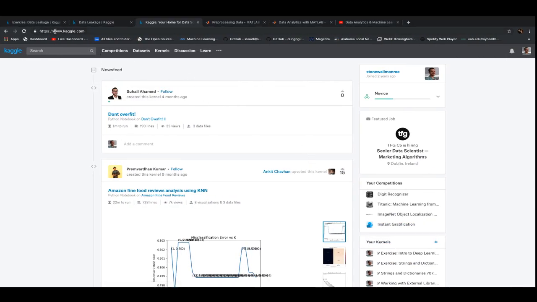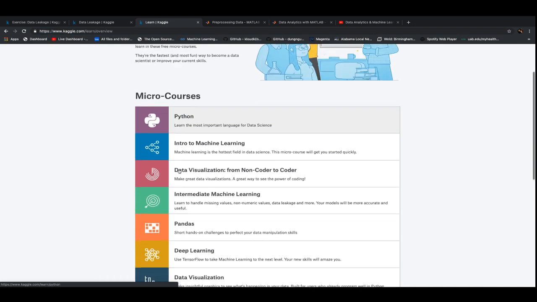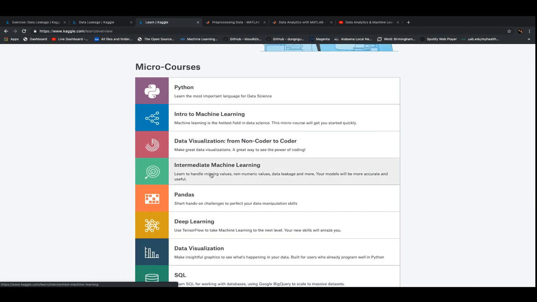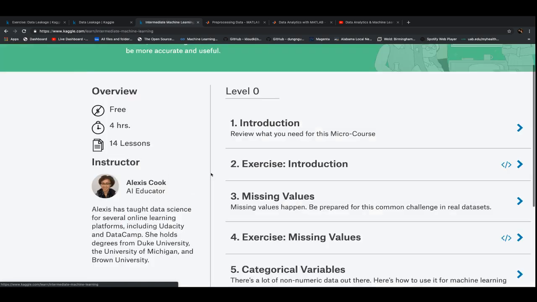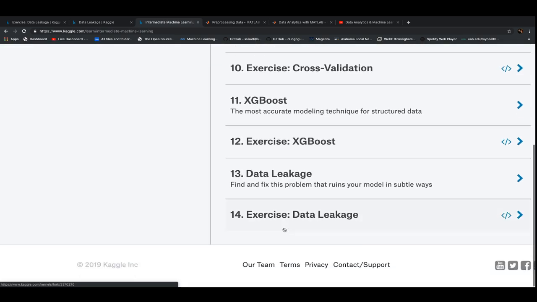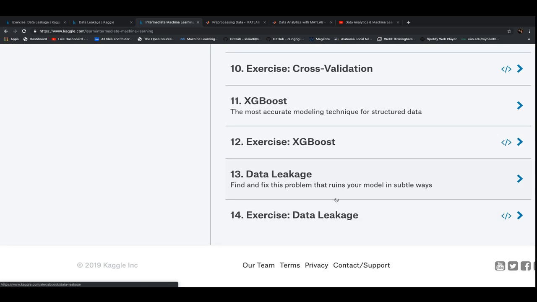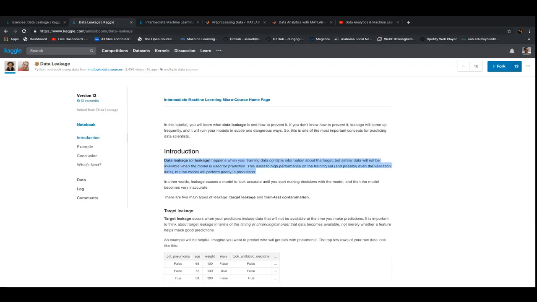So we're going to go again to Kaggle.com. We're going to go to this Learn, and then in intermediate machine learning, we click on there, we go down to the bottom. We're going to look at both of these, data leakage and the exercise data leakage. So I already have it pulled up here. There's a little bit of code in here. If you want to run it, you can fork the notebook and you should be able to run the examples in here.